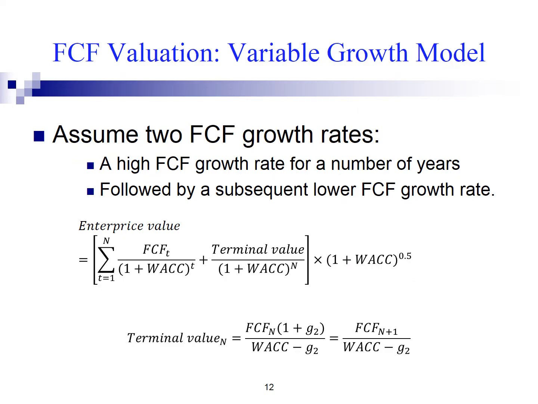In the real world, future growth rates might shift up or down because of changing business conditions. It is useful to consider a variable growth model that allows for a change in the growth rate. In this model, we assume a single shift in growth rates occurs at the end of year N, and we will use G1 to represent the initial growth rate and G2 for the growth rate after the shift. In this model, there is a need to calculate terminal value.